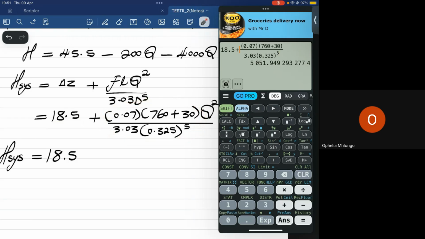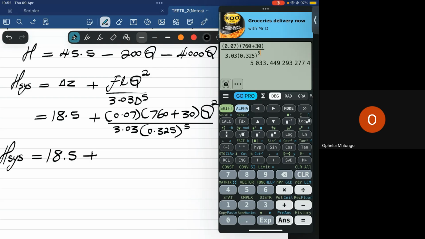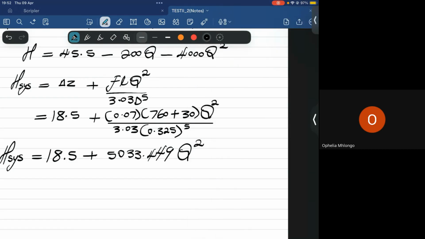And then the total of this expression here, which means it will be equal to what? Let me start afresh. 0.07 times 760 plus 30, and then all divided by 3.03, and then times 0.325, all exponent 5. Right, so that is equal to 5033, let's just say 449, times Q squared, the unknown volumetric flow rate squared.